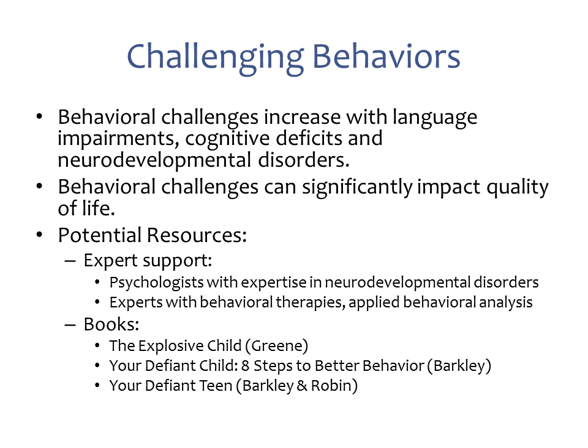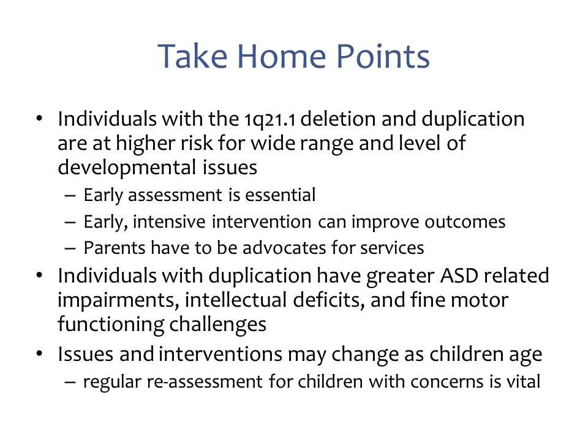So what are our quick take-home points? Well, from this preliminary study of individuals with 1q21 deletion duplication, what we see is a higher risk for a wide range of developmental issues, all the range of neurodevelopmental disorders we talked about. So what that means is that early assessment is essential, because when we intervene early, we can improve outcomes. Unfortunately, this also means that, as many of you know, parents have to be advocates for services.